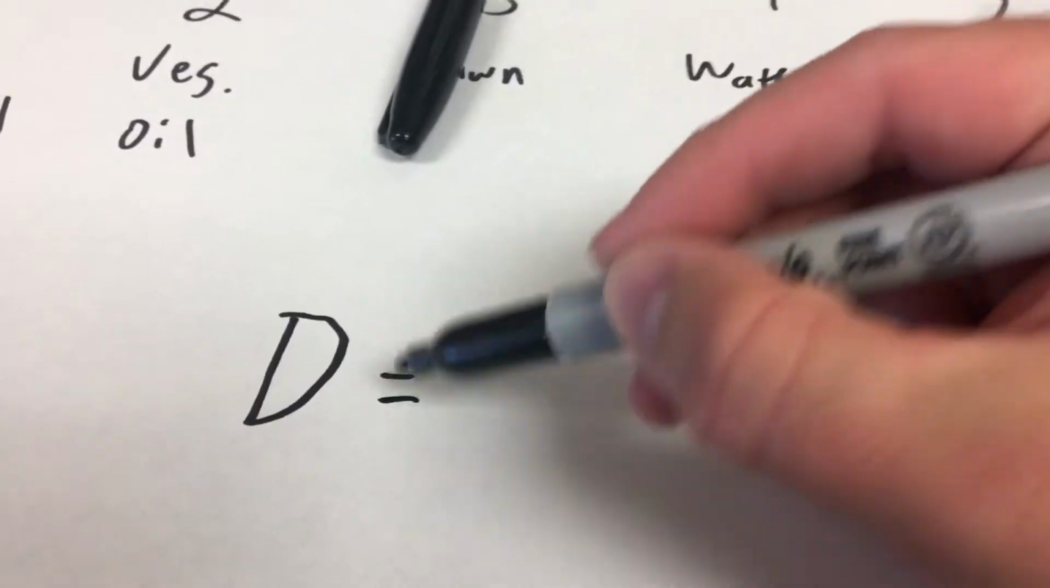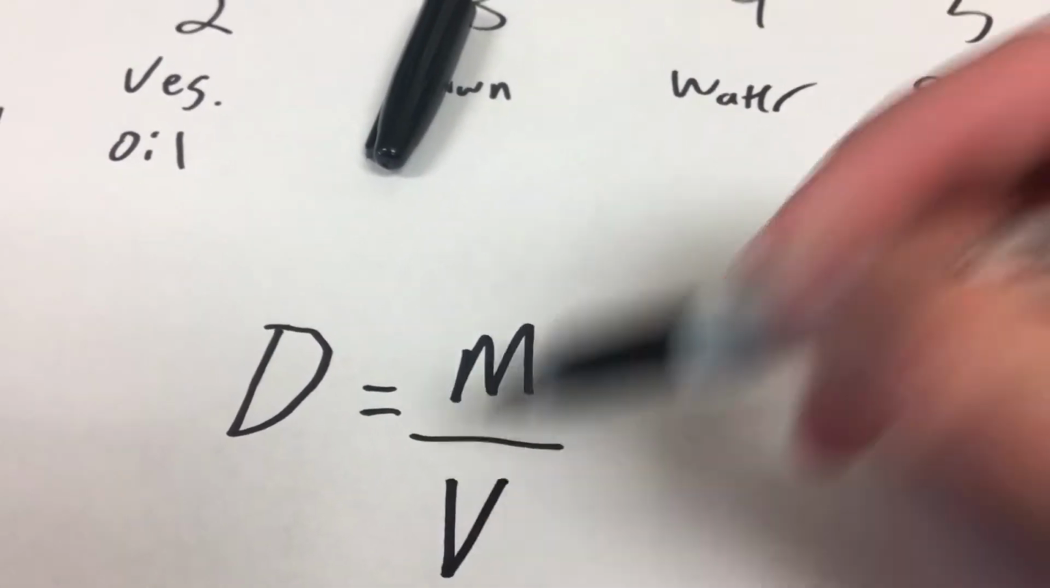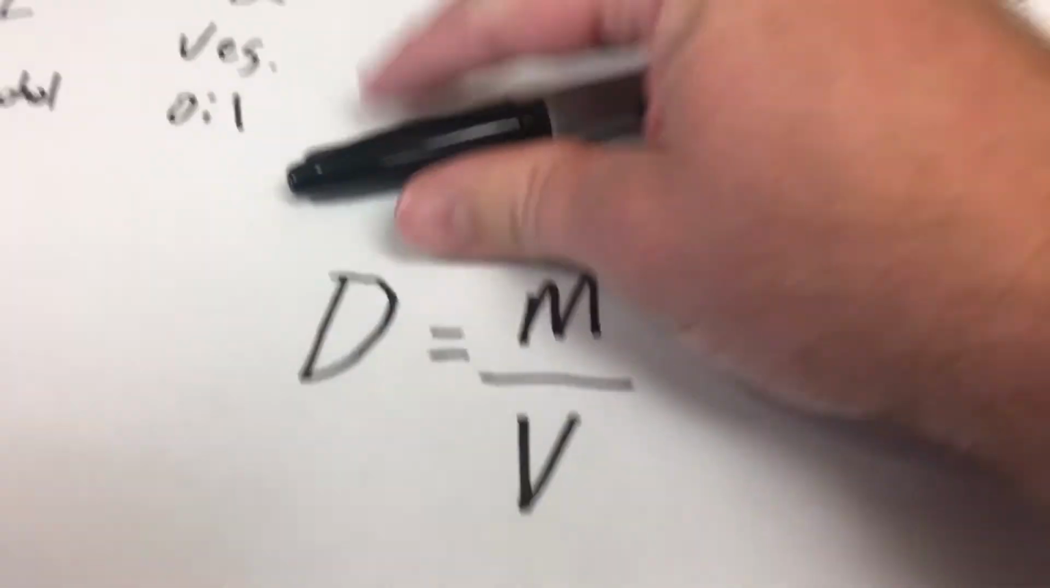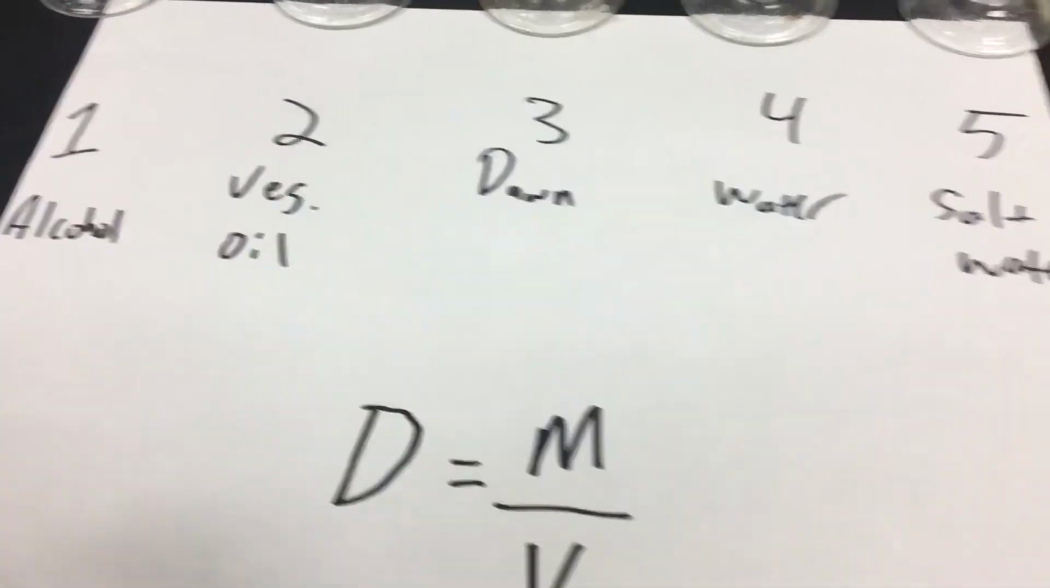To figure out density, we need a mass and a volume. And I'm not even going to make you work hard on this one and do some backwards. We'll just get the mass and the volume of 5 different liquids.